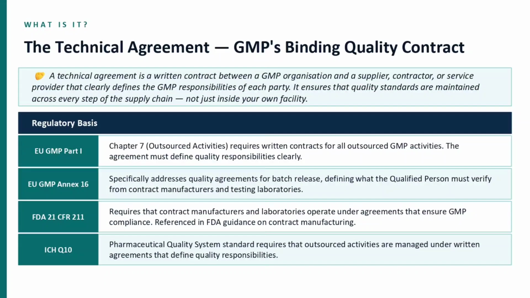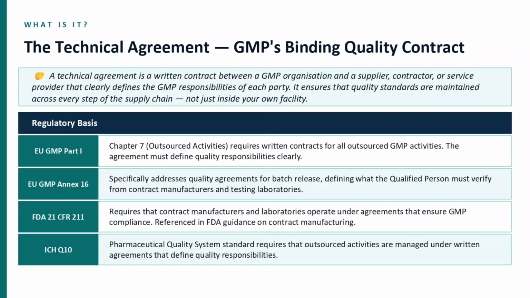Let me start with the definition and the regulatory basis. A technical agreement is a written contract between a GMP organization and a supplier, contractor, or service provider that clearly defines which GMP responsibilities belong to which party. Its purpose is to ensure that quality standards are maintained across every step of the supply chain, not just inside your own 4 walls. This is not optional. Multiple major regulatory frameworks require it.